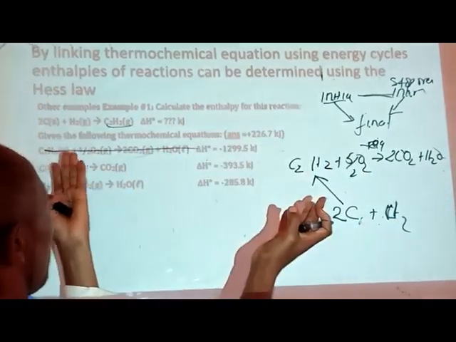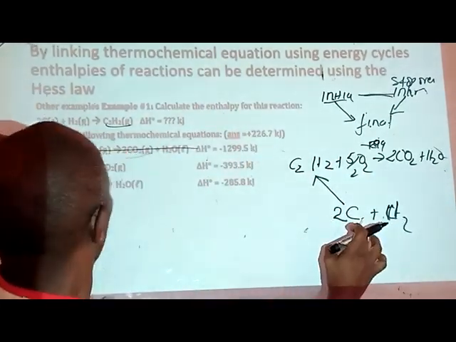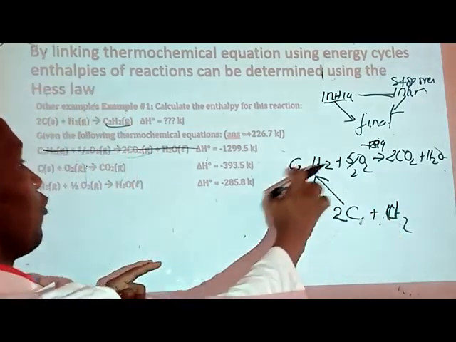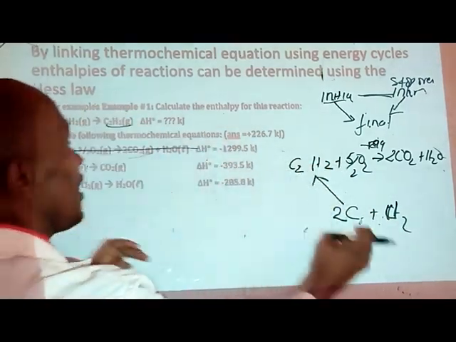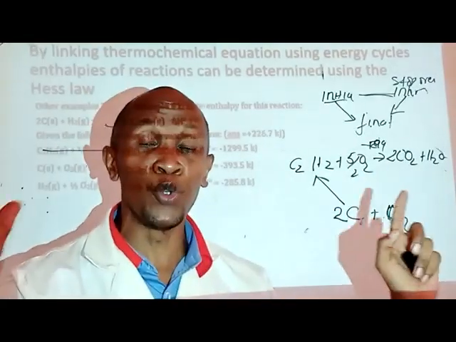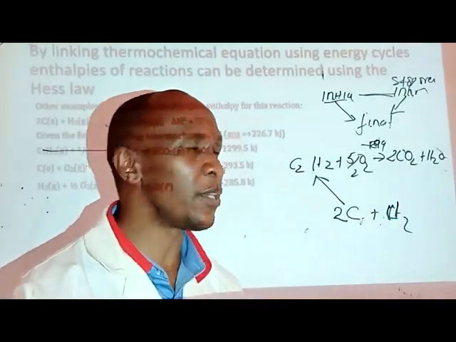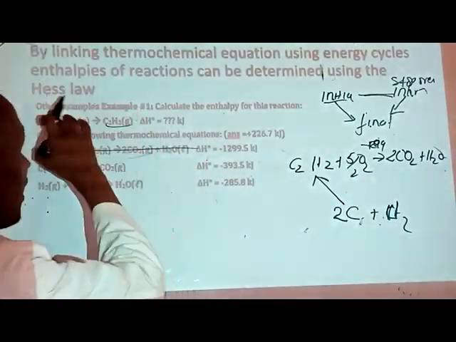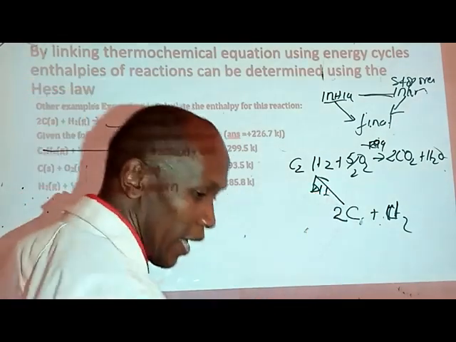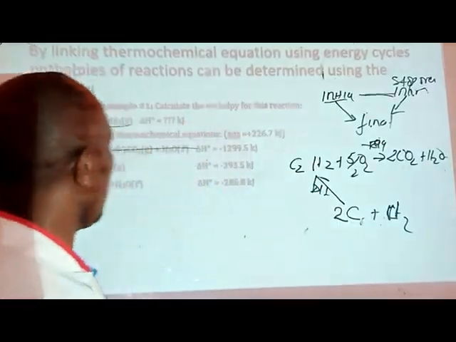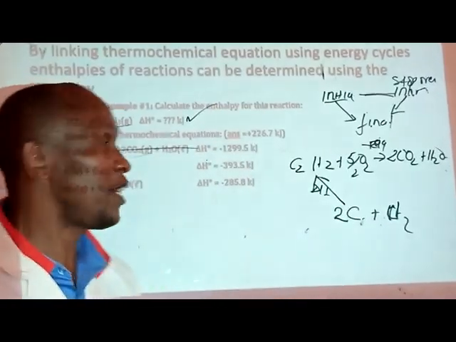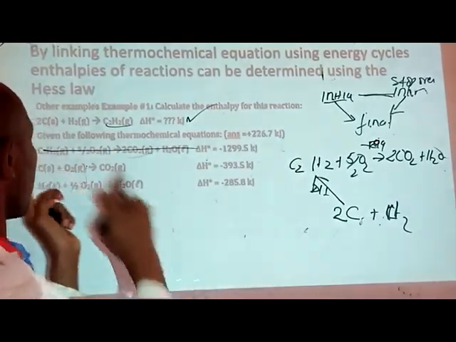So how does the reaction look? 2 carbon plus hydrogen to form ethine. The direction is crucial. You change the direction, you get everything wrong. And this is what is required: the enthalpy of the reaction that I need. So I've already dealt with that. So I get to this one.